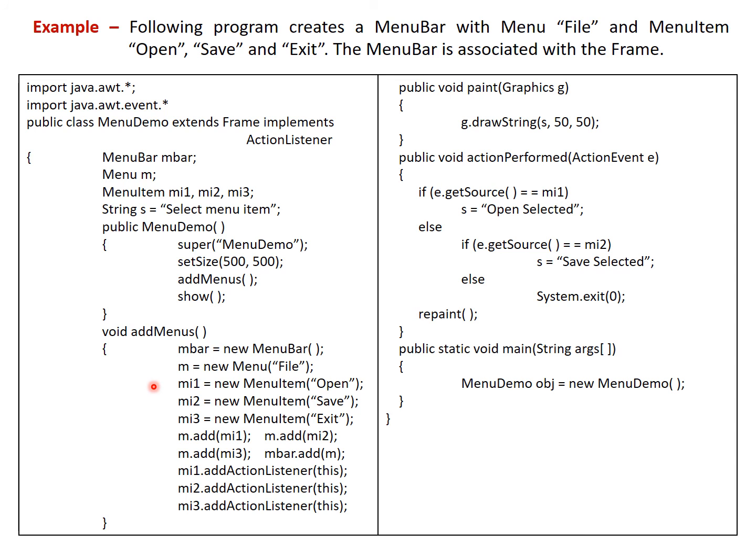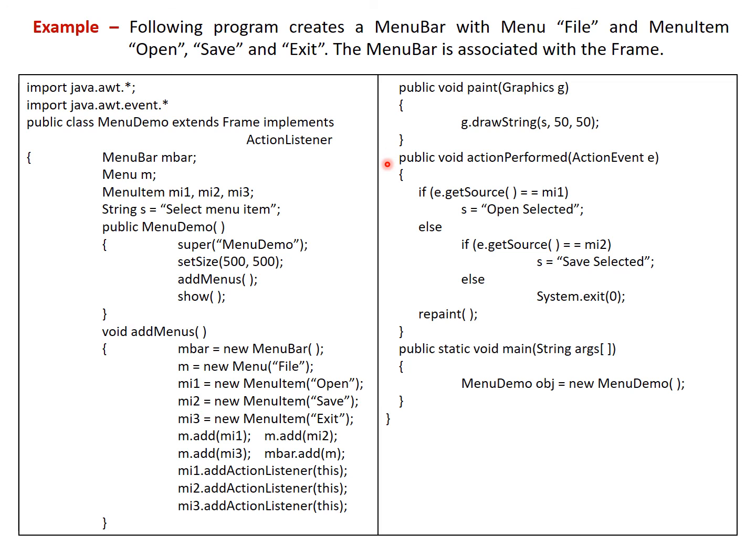the MenuItem class. Then we add the menu item mi1 to the menu, similarly mi2 to the menu, mi3 to the menu, and then we add the menu to the menu bar, and after this we will add the action listener for the menu items mi1, mi2 and mi3. Then we override the paint method. In the paint method, by using the drawString method, we will display the value of variable s, and after this we will call the actionPerformed method.